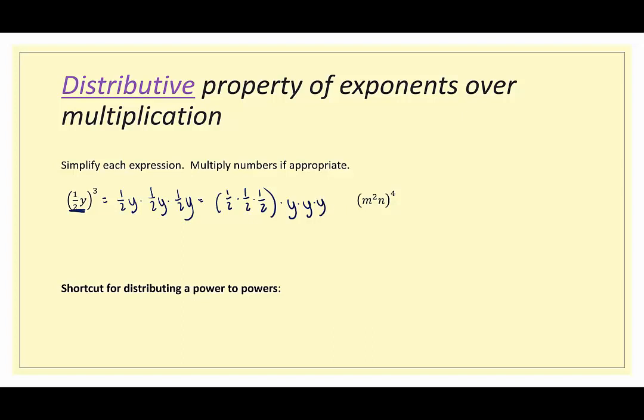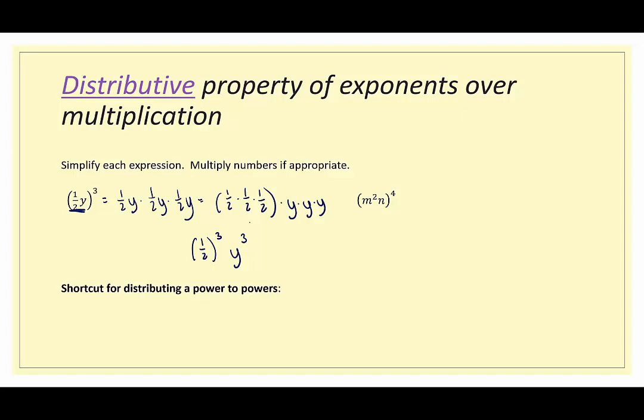Wait a minute. But 1/2 times 1/2 times 1/2, that's 3 1/2s. So we could write this as 1/2 cubed. And then y times y times y, that's repeated multiplication. That would be y cubed. So what happens with this distributive property? Each unique base gets an exponent. It's a little bit like Oprah, like you get a 3 and you get a 3. And that's it because there were only 2 bases. So very minimal Oprah here.